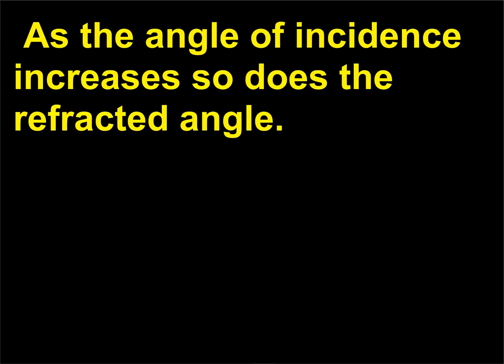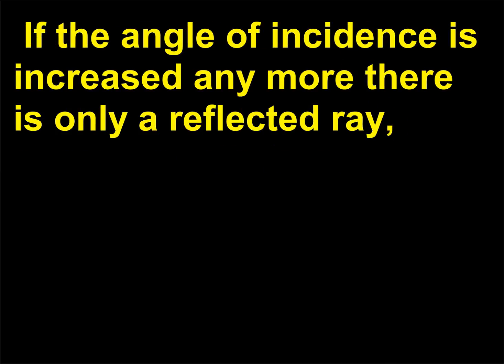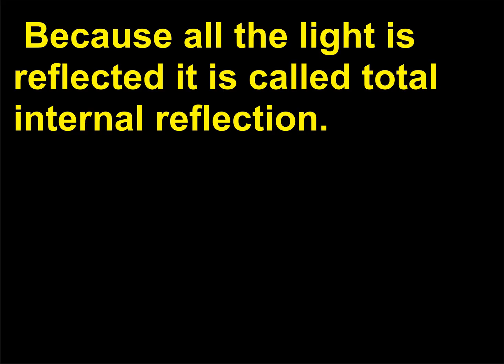As the angle of incidence increases, so does the refracted angle. At the critical angle, the refracted angle is 90 degrees, that is, the ray's direction is along the interface. If the angle of incidence is increased any more, there is only a reflected ray. The refracted ray no longer exists. Because all the light is reflected, it is called total internal reflection.